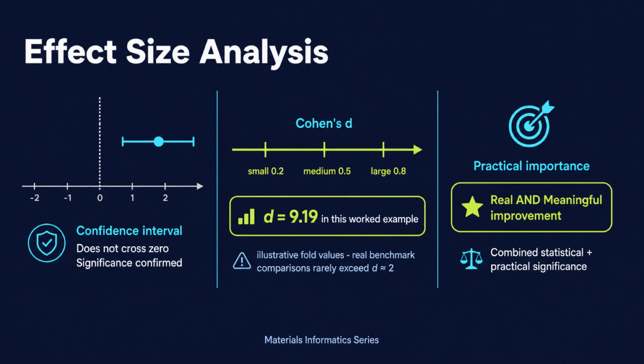In this worked example, Cohen's d comes out around 9, far above the conventional threshold of 0.8 for a large effect, though bear in mind these fold-level errors are illustrative figures, and real benchmark comparisons rarely produce an effect size anywhere near that big. This indicates not just statistical significance, but substantial practical importance. The improvement in accuracy is both real and meaningful.